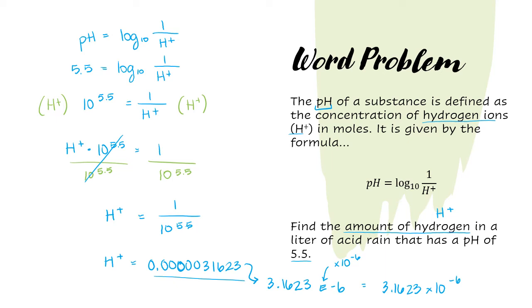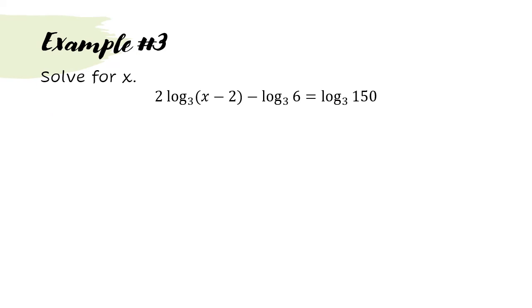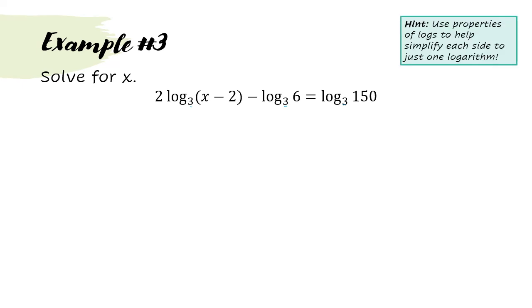Okay, let's look at other types of examples that we can do with properties of exponents. We're asked to solve for x, and we're given an equation that has a few log expressions. They all have the same base. That's really handy. We've got a consistent base of 3. So a hint for problems like this is to use properties of logs to help simplify each side so that it's just one log.